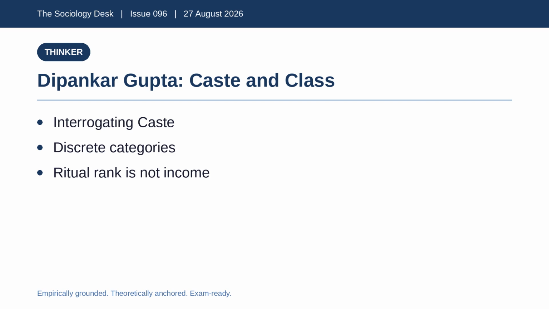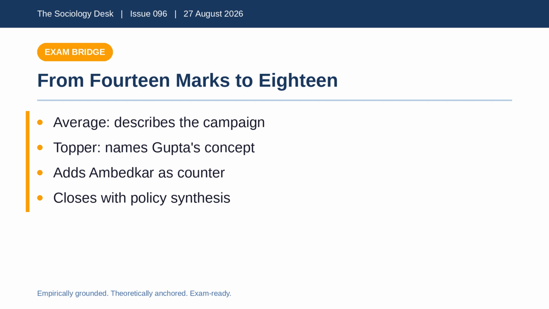In his work, Interrogating Caste, Gupta argues that caste and class in India operate as discrete, non overlapping hierarchies. So, economic mobility alone cannot dissolve caste based humiliation. Write that formulation down. It is precise, it is attributable, and it directly rebuts the Reservation Hatao argument that income alone can substitute for caste.